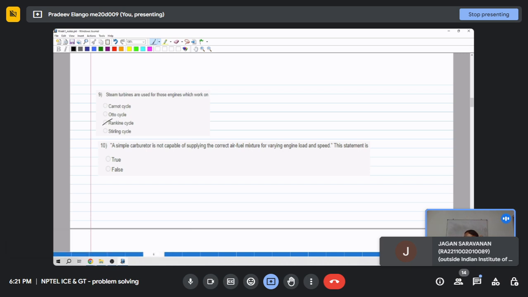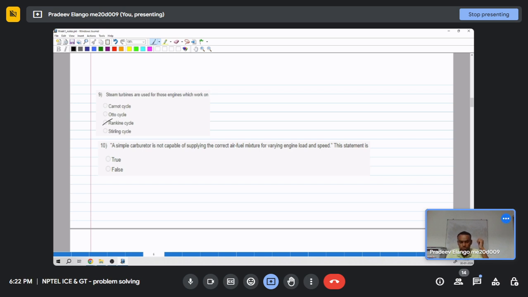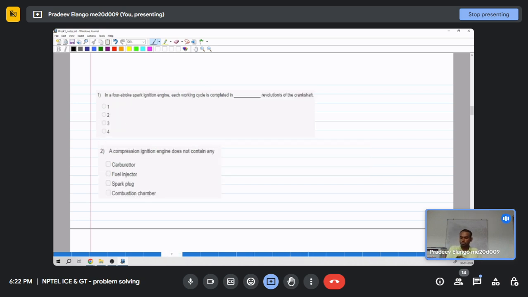A simple carburetor is not capable of supplying the correct air-fuel mixture for varying engine load and speed. This statement is true or false. This is true. During the carburetor lectures you will understand. In a four-stroke SI engine, each working cycle is completed in dash revolutions of the crankshaft. 2.